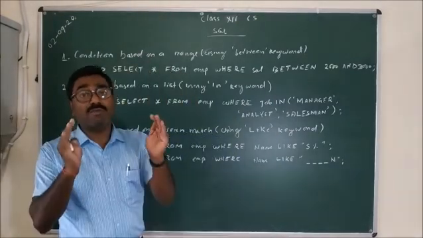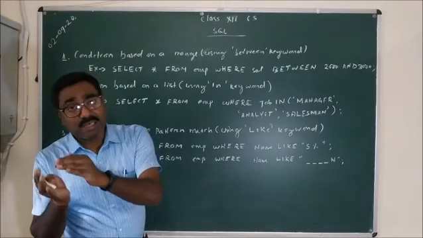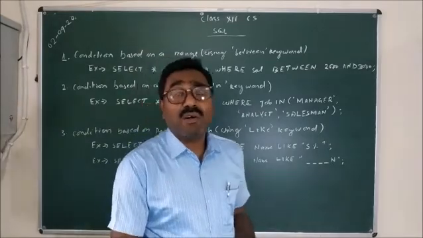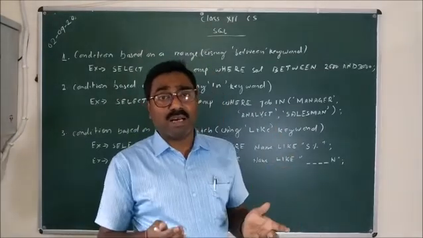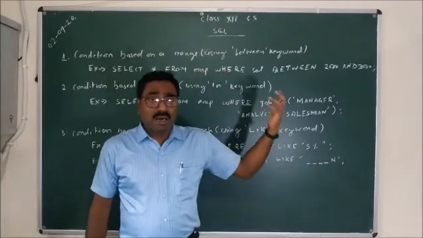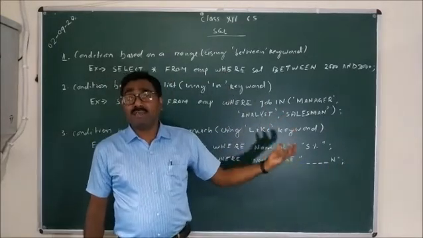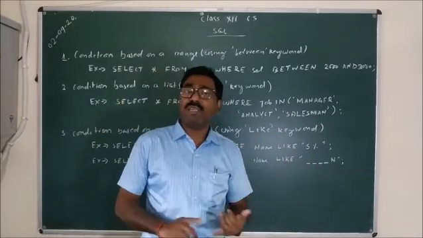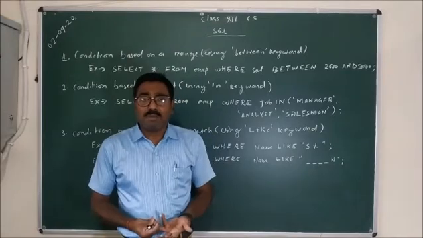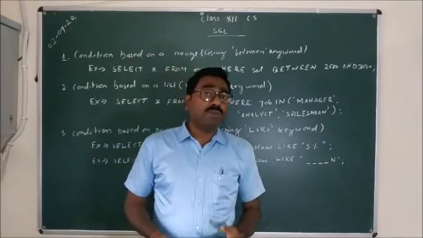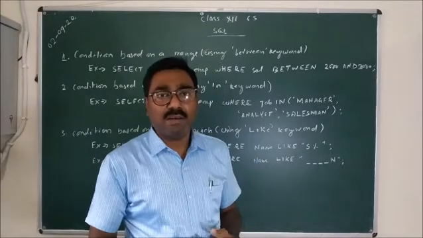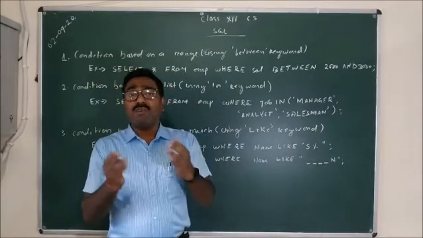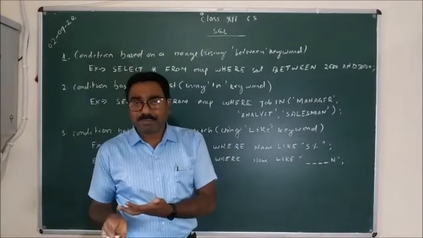The list must be enclosed within a pair of parentheses. As I told you, it is generally used with character values and date and time values. It can also be used with numerical values, for integers or any number data types, but generally it is used with character and date and time values. The values should be written in a pair of quotes if it is a character value.